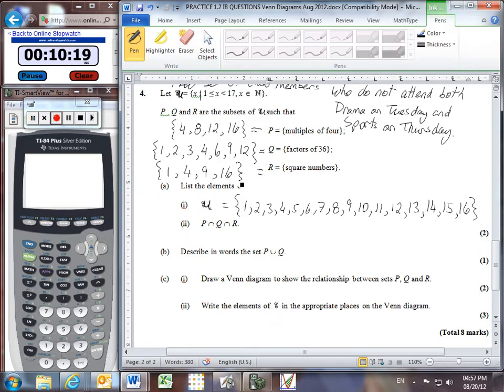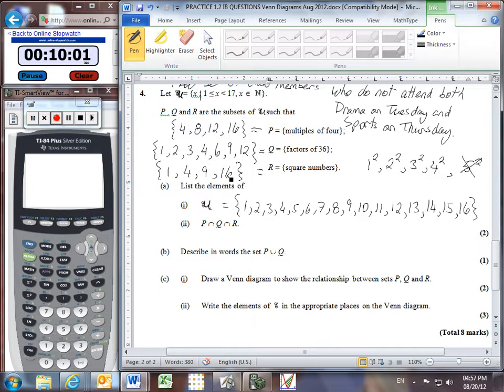Square numbers, by the way, are numbers like 1 squared, 2 squared, 3 squared, 4 squared, etc. And of course that's as far as we're going to go, because 5 squared equals 25, and that's beyond our universal set. So we'll only go 1 through 4, and you'll see I've listed them over on the left side.